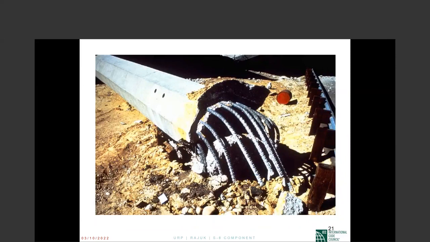This is a column. What you are looking at is the reinforcement. These are number 18 bars, the biggest bars you may think of. And this shows you the lack of anchorage to the footing. It shows you the slippage of the reinforcement because of the construction method at that time.